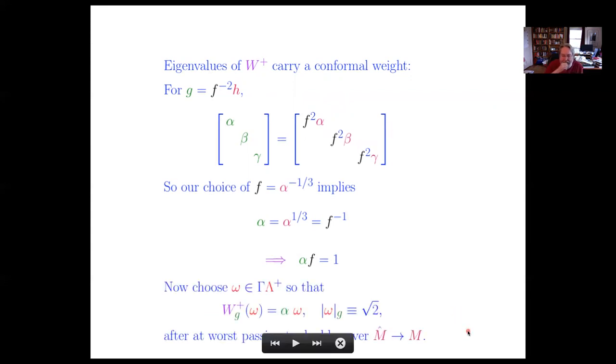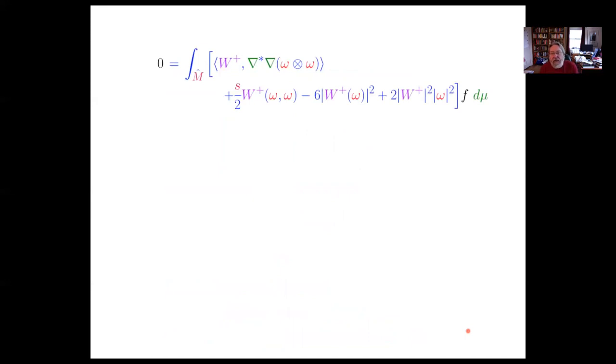All right, so we now choose an associated self-dual 2-form of length square root of 2, which is in the top eigenspace of W plus. Now, this might involve passing to a double cover of the manifold. If the manifold is simply connected, we can do this. Otherwise, perhaps we have to pass to a double cover. All right, so we now look at this Weizenbach formula. And so we've arranged that omega has constant length, and it is in the top eigenspace of W plus. And you notice that there are a lot of W pluses around, so that's going to have some consequences.